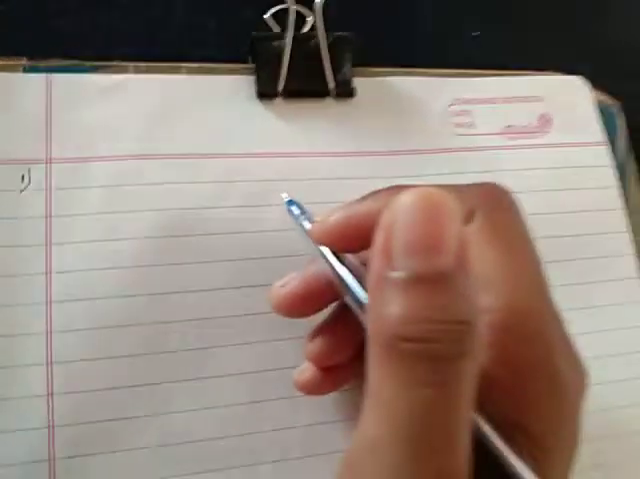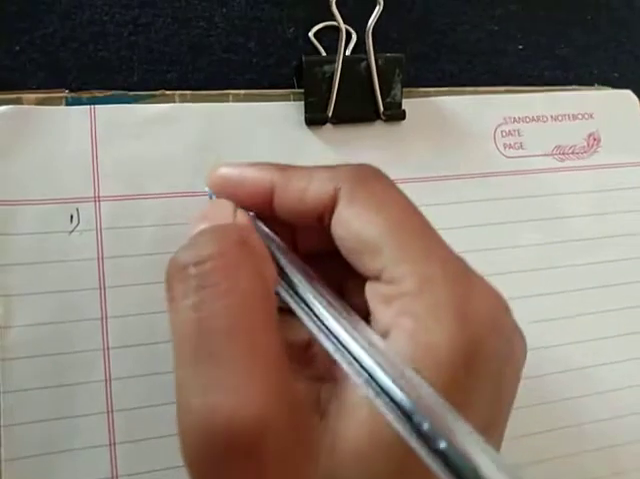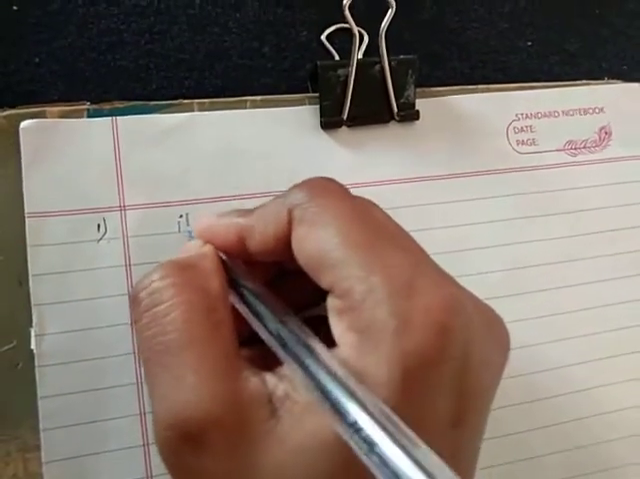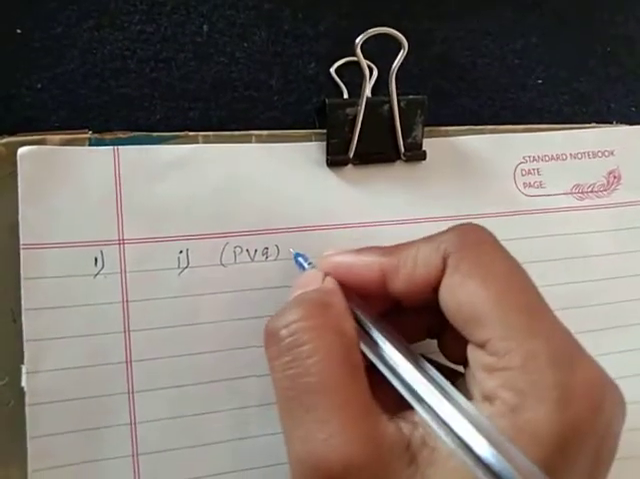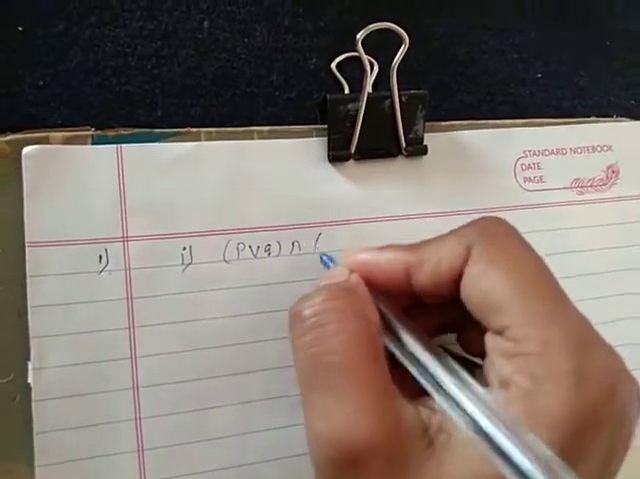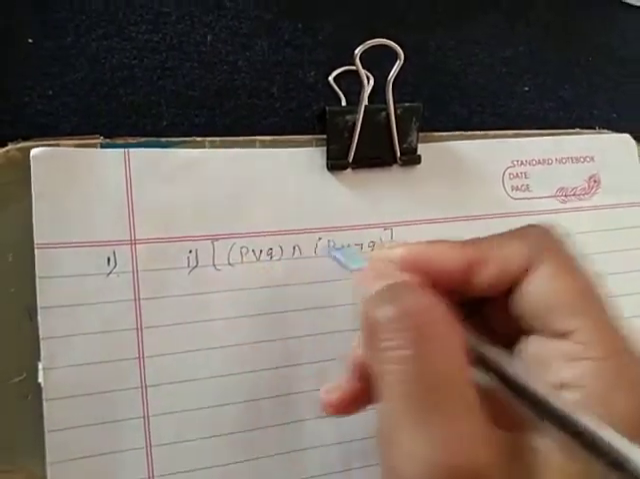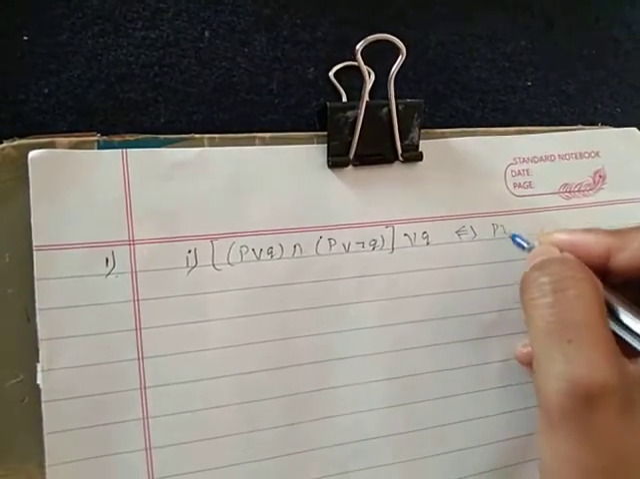Discussing the problems on the proof of the logical equivalence without constructing the truth tables. So consider example first one. Prove the following logical equivalence. The first one is (P or Q) and (P or negation of Q) or Q is equivalent to P or Q.